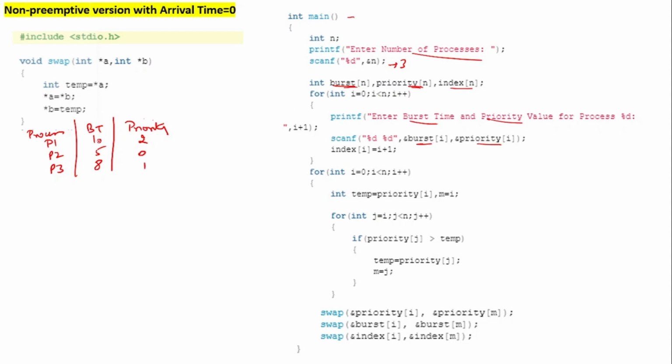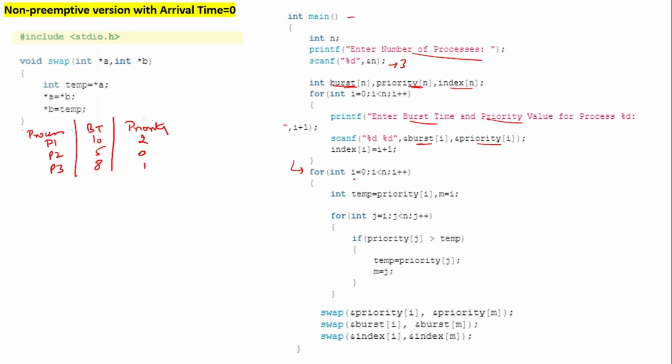So again, the burst time 10 and priority 2 would be input from the user, 5 and 0 would be another input from the user, 8 and 1 would be another input from the user. So that's how I take the input from the user. So next what I do is I start another loop.